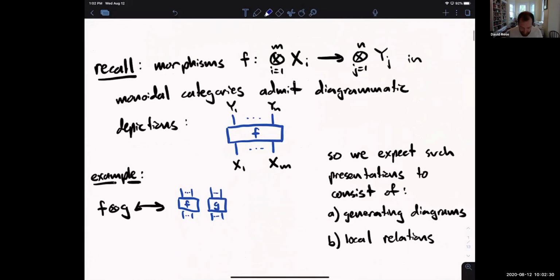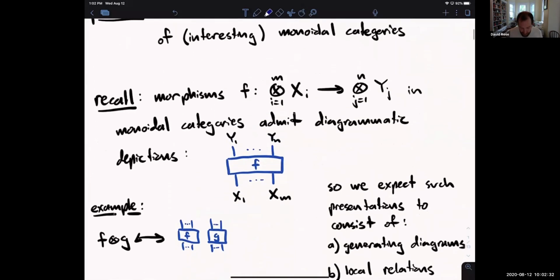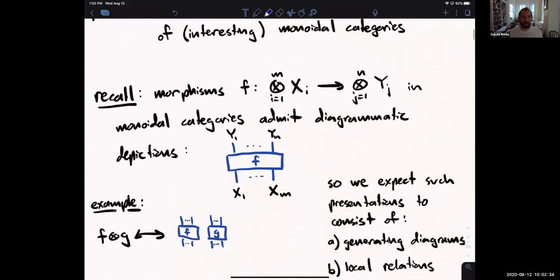So I guess I haven't defined a monoidal category. Probably most people attending this conference at least are familiar with categories. And a monoidal one is one that has a nice notion of tensor product. So one thing to recall is that, I guess maybe dating back to some physics literature, we can depict morphisms in monoidal categories diagrammatically.